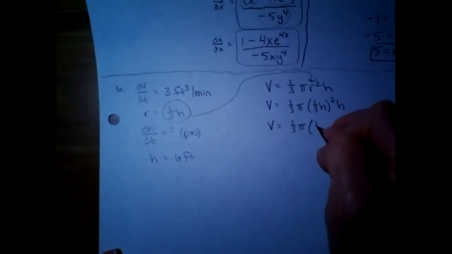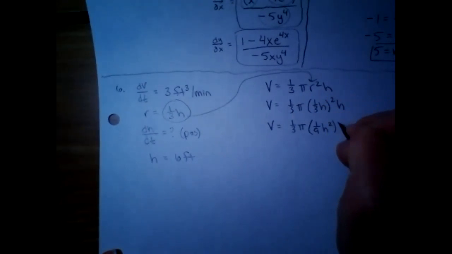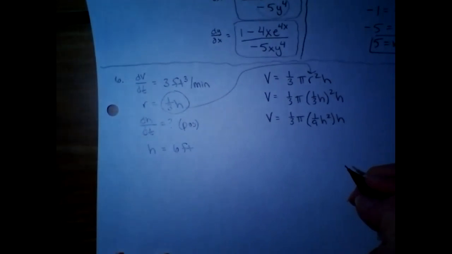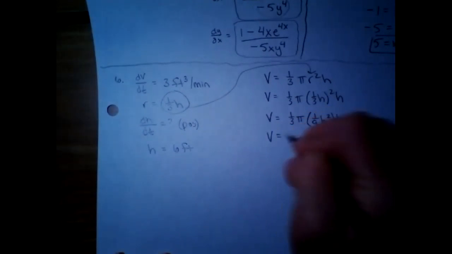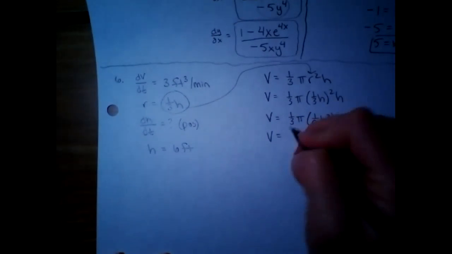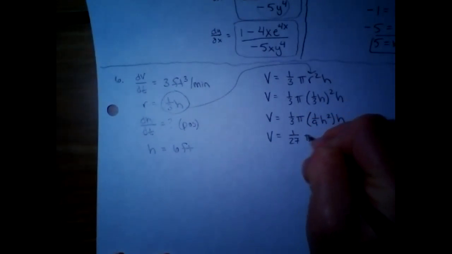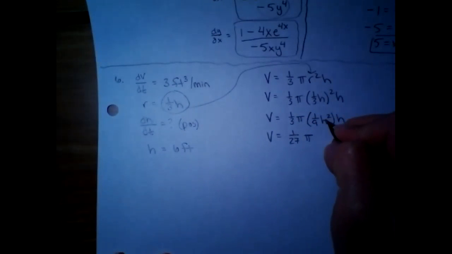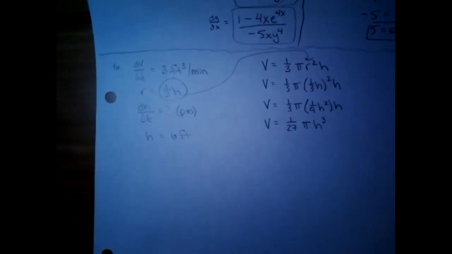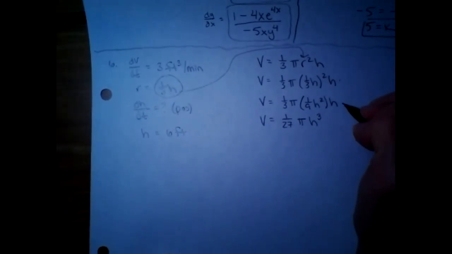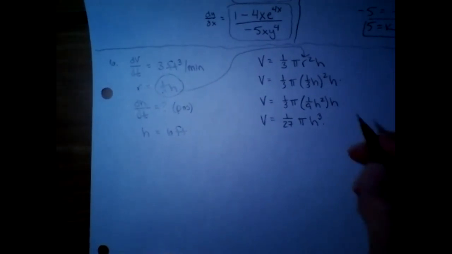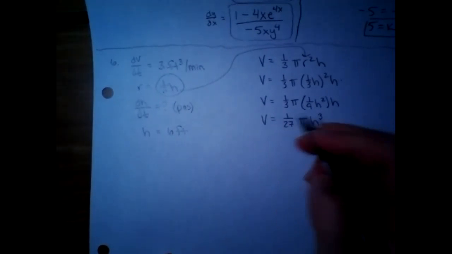And then we've got these few steps of algebra to simplify this down. First, I'm going to square everything that's in the parentheses. So that would give us 1/9 h squared. And then I'm just going to multiply this stuff together. So 1/3 times 1/9 would be 1/27 pi, and then we'll have h cubed. So you have to do these 3 steps of algebra here before you can get to the derivative. But now I have this really simplified statement.